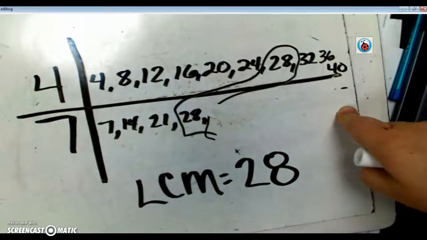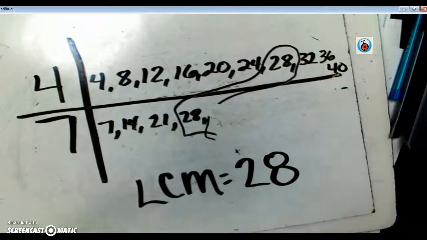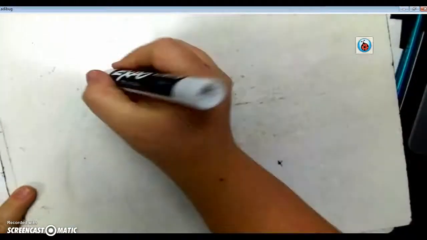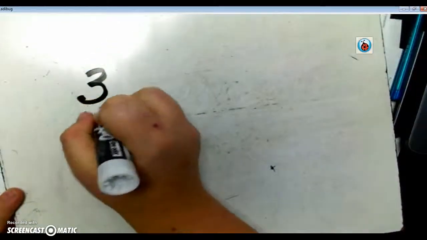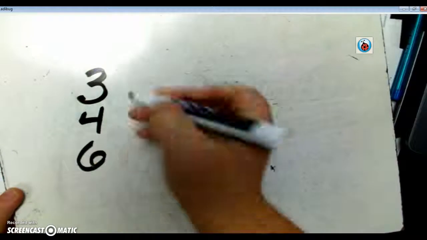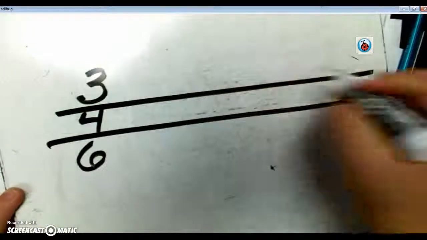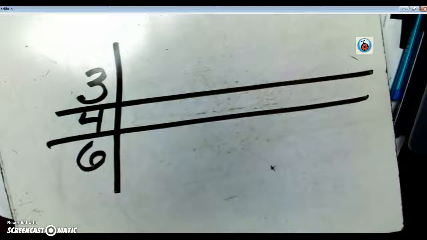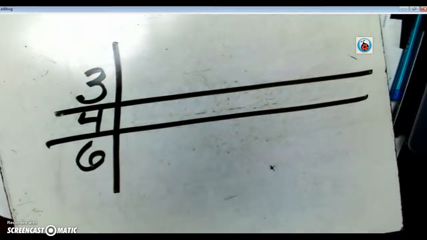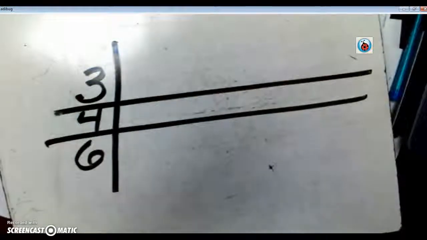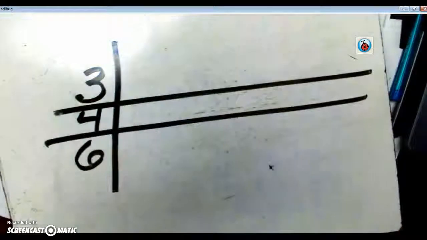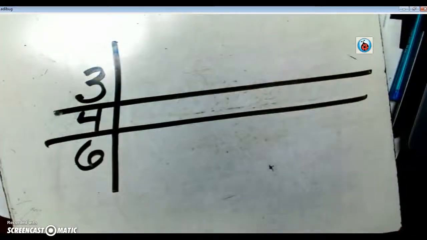But what if I have 3 fractions that I'm adding, and they all have a different denominator? One denominator is 3, one denominator is 4, and one denominator is 6. I have to find the least common multiple of those 3 numbers to create equivalent fractions that have common denominators. So I start by listing my multiples of 3.